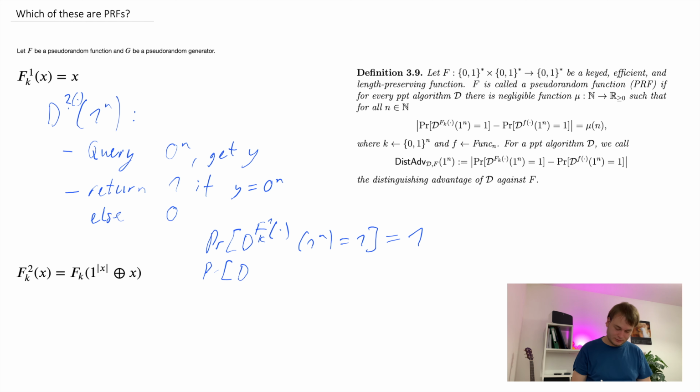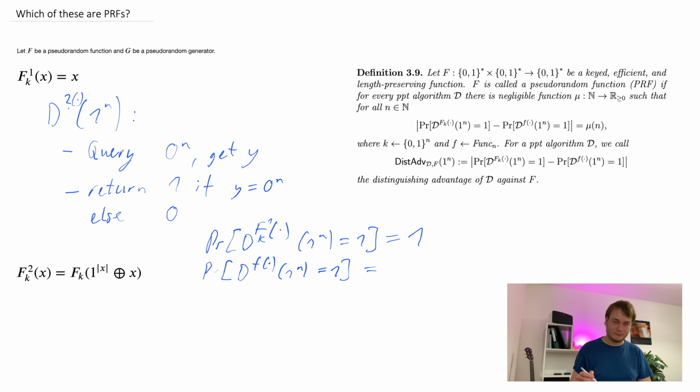And how likely is it that in this world where he gets the actual random function as oracle access, what's the probability that he outputs 1 then? Well, it's not 0, but it's unlikely, right?